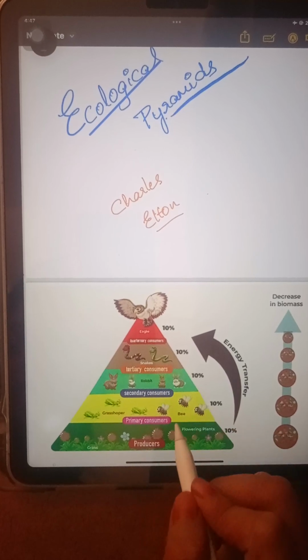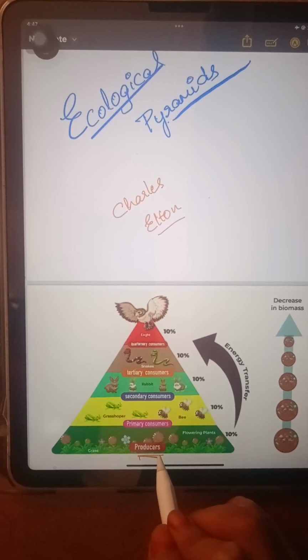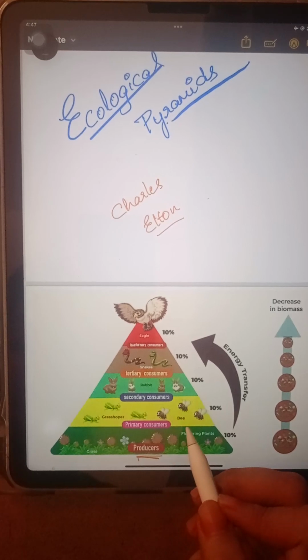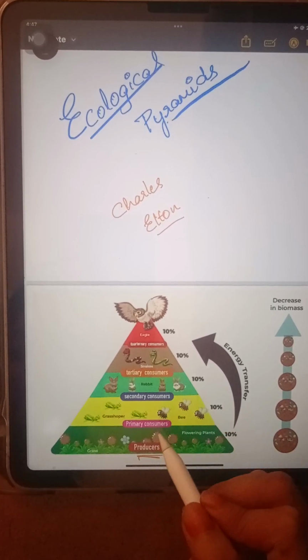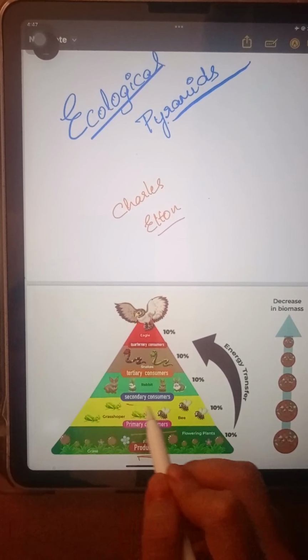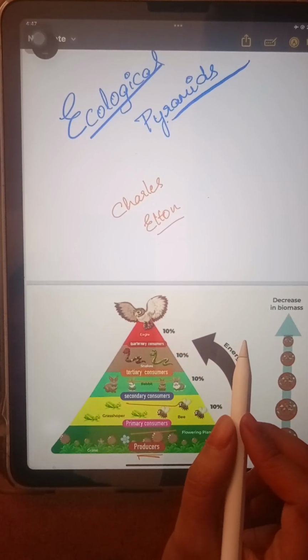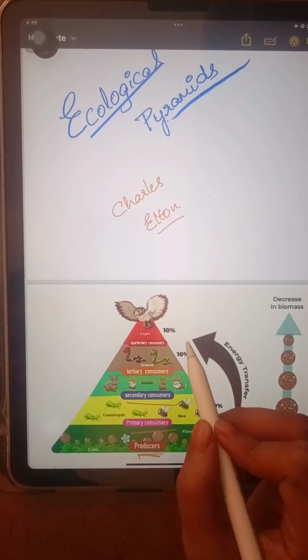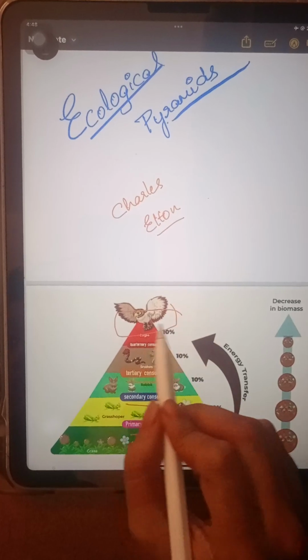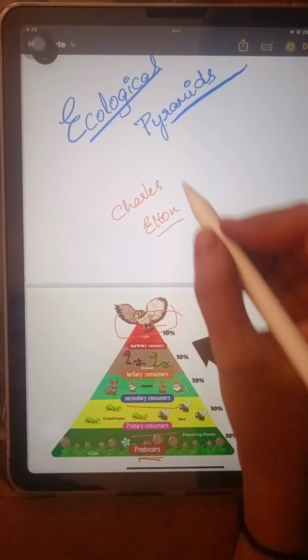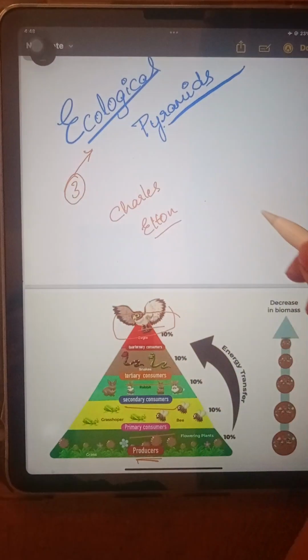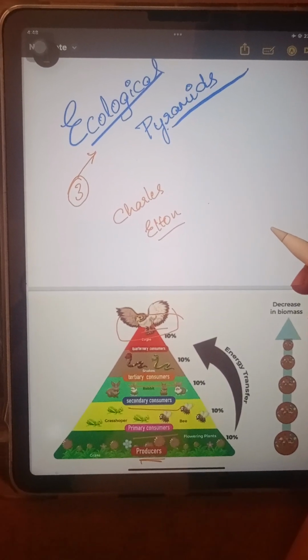Ecological pyramids begin with the producers at the bottom, like plants, and they proceed to various trophic levels, like primary consumers, secondary consumers, tertiary, etc. The highest level is at the top of the food chain. There are three types of ecological pyramids.